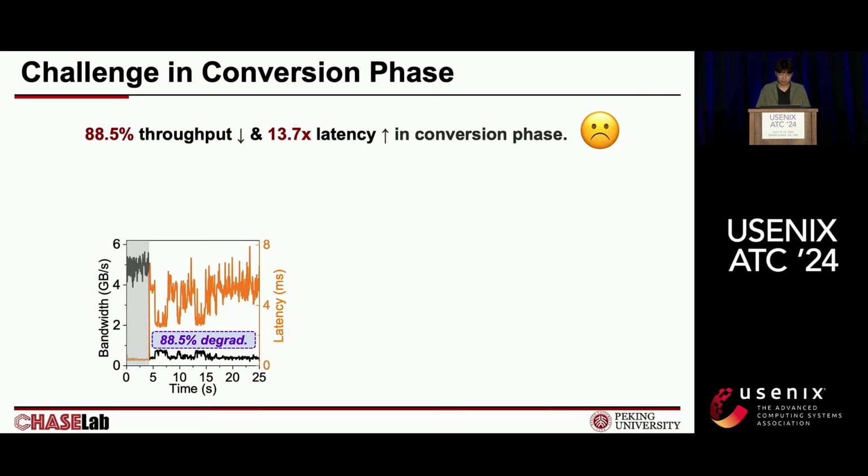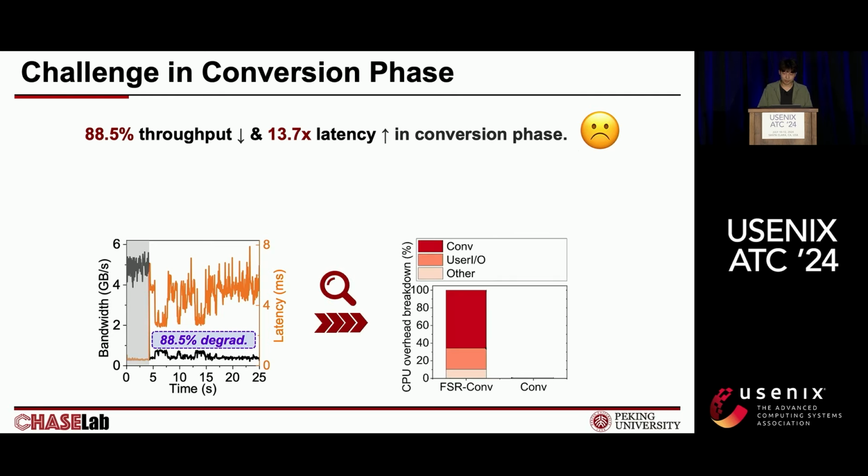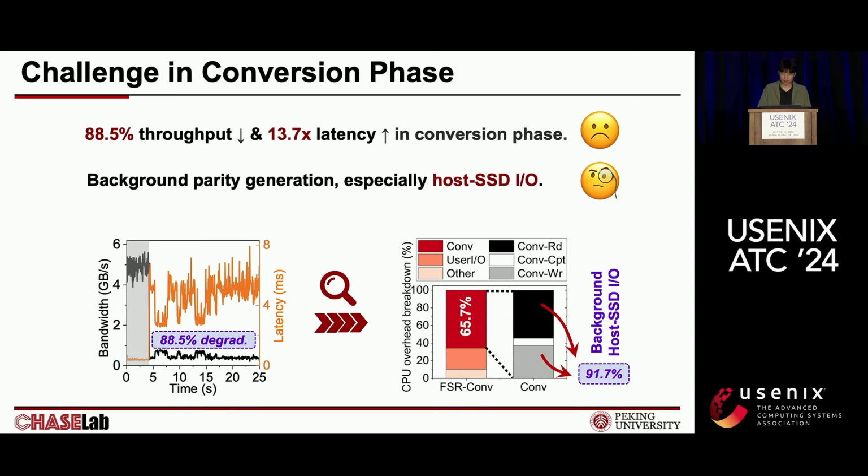The performance becomes worse when the conversion phase starts. As shown in the figure, when the conversion phase starts, write throughput drops from about 4.8 GB per second to about 500 megabytes per second. To explore why, we break down the CPU overhead and find that the conversion task in the background dominates the conversion phase, as shown in the red part in the figure, while user I/O only consumes 24%. We further categorize the conversion overhead into read, write, and XOR operations. Results show that the host-to-SSD read and write communication is the main overhead. This is our second challenge.